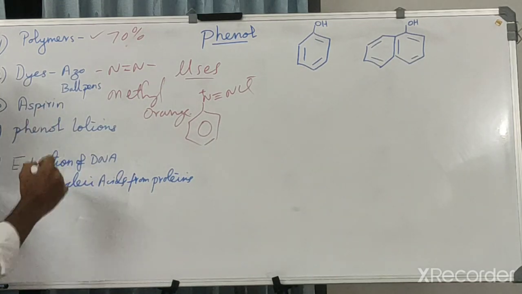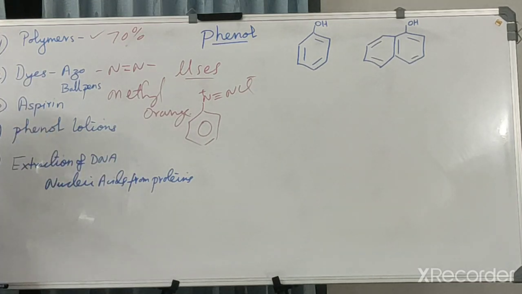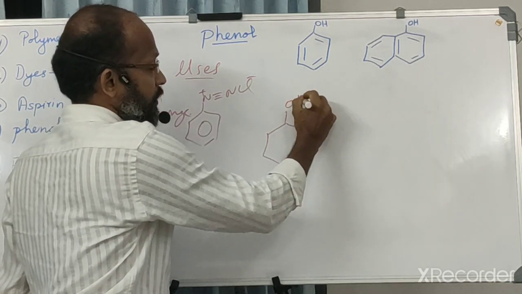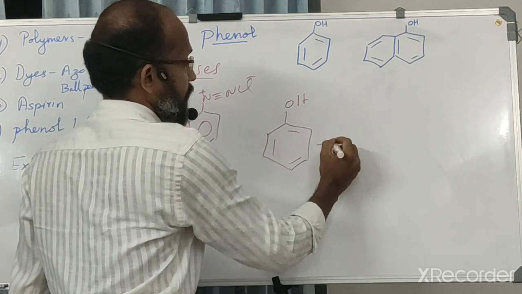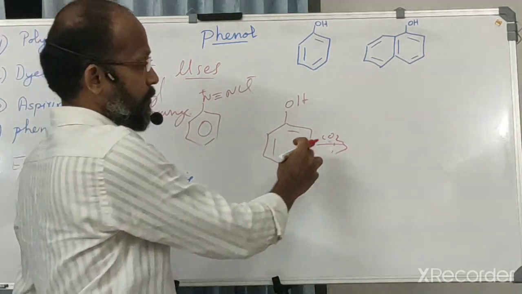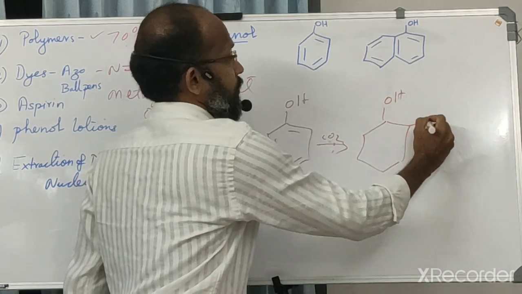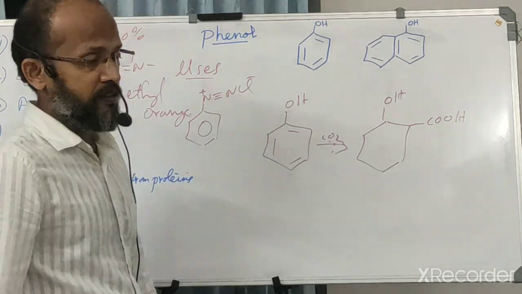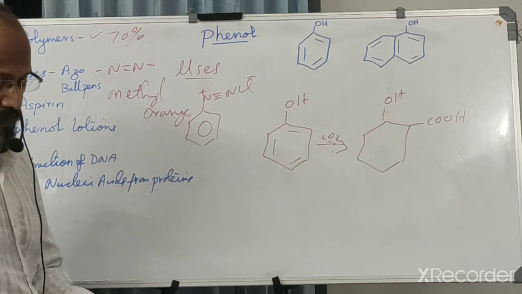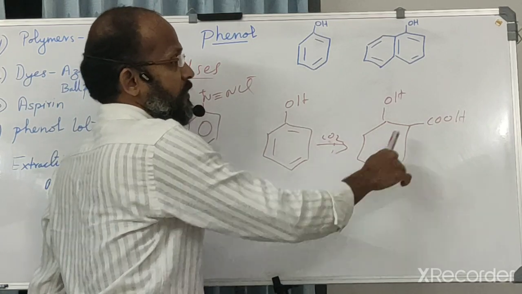Then another one is the preparation of aspirin. I gave just one example from the medicinal world. Aspirin is prepared simply starting from phenol. Phenol is first treated with carbon dioxide, and the conditions are not mentioned now, for the preparation of salicylic acid. This is called the Kolbe process. It is a well-known process, having a high environmental impact.